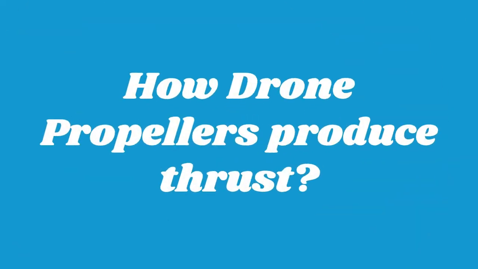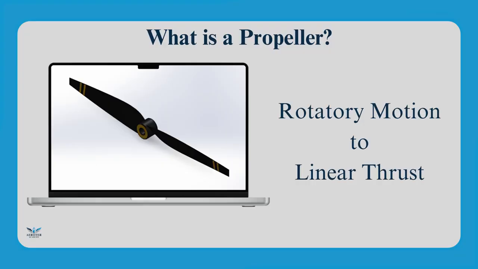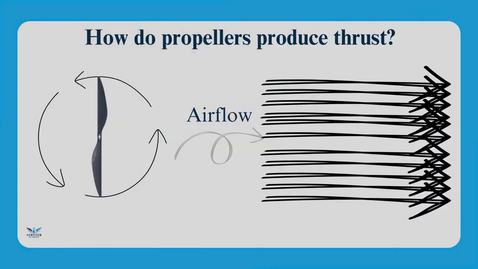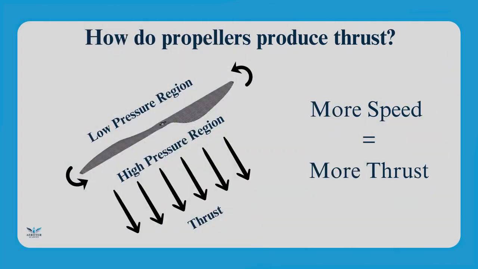How do drone propellers produce thrust? Propellers are devices that transform rotary motion into linear thrust. Drone propellers provide thrust by spinning and creating an airflow, which results in a pressure difference between the top and bottom surfaces of the propeller. This accelerates a mass of air in one direction, providing thrust. The more the speed of the propeller, the more the thrust generation.